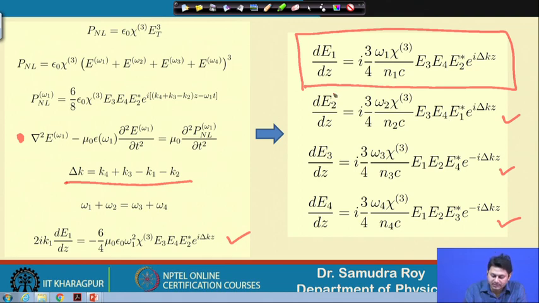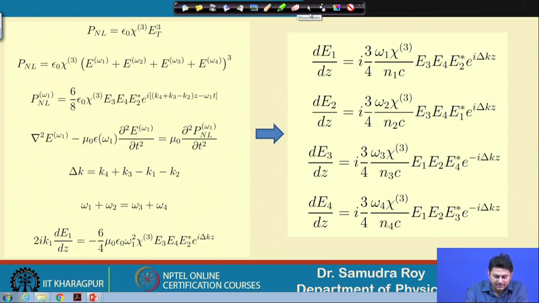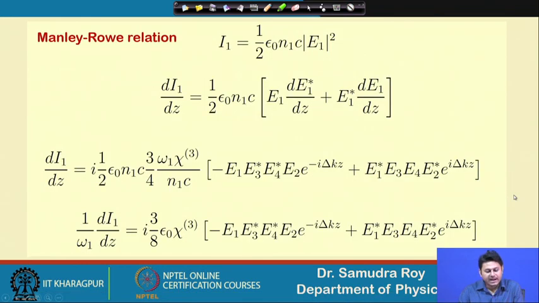You just remember that in all the cases you need to find the correct frequencies. So, here the frequency component is omega 2. How do you get omega 2? You get omega 2 as omega 3 plus omega 4 minus omega 1. That is why it is a star. In similar logic, you will get the field of omega 3 and the field associated with omega 4. Once we have these 4 equations in our hand, from these 4 equations we can derive the Manley-Rowe relation.